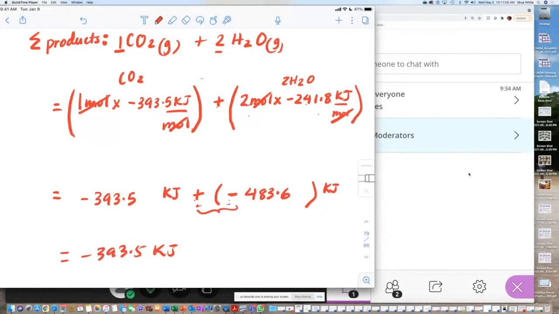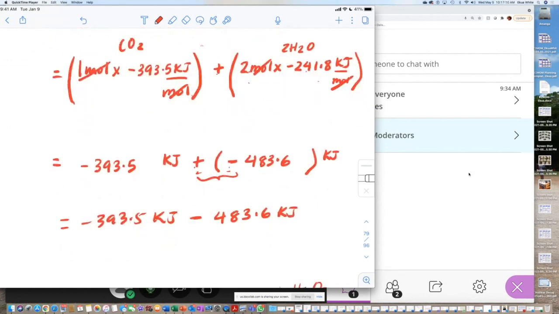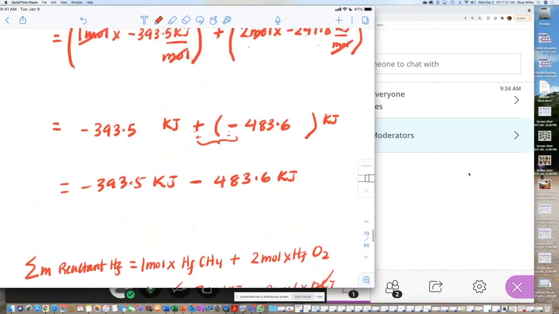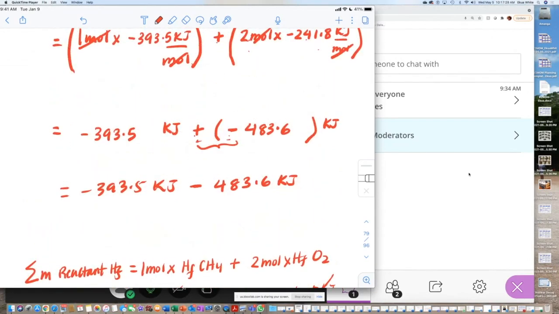And then these end up being minus. A positive multiplied by negative is negative, so 483.6 kilojoules. And so we end up with negative 393.5 minus our 483.6. Let me see what we get here. Okay, so my answer came out slightly different. It came out as negative 877.1 kilojoules.